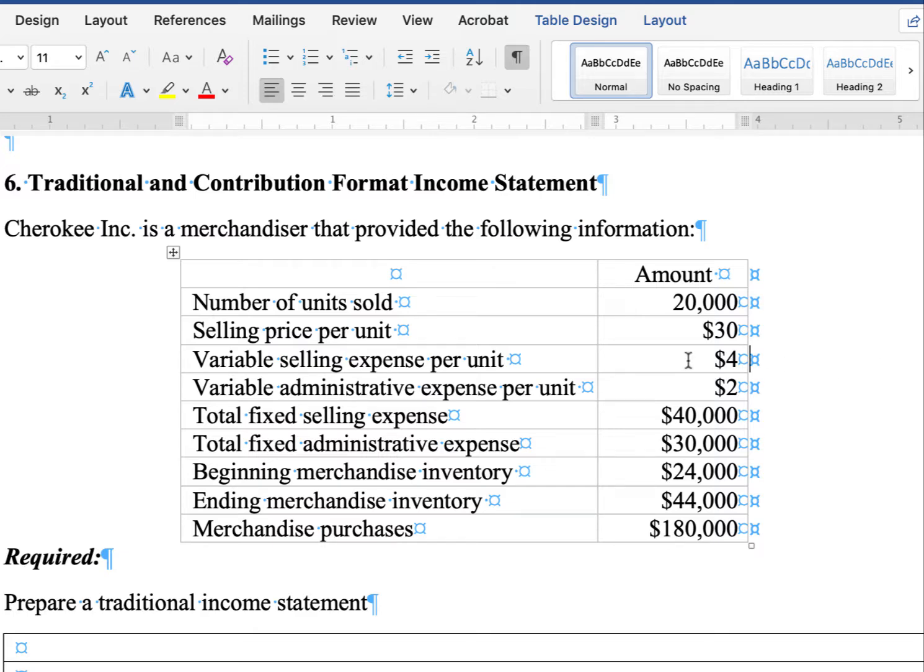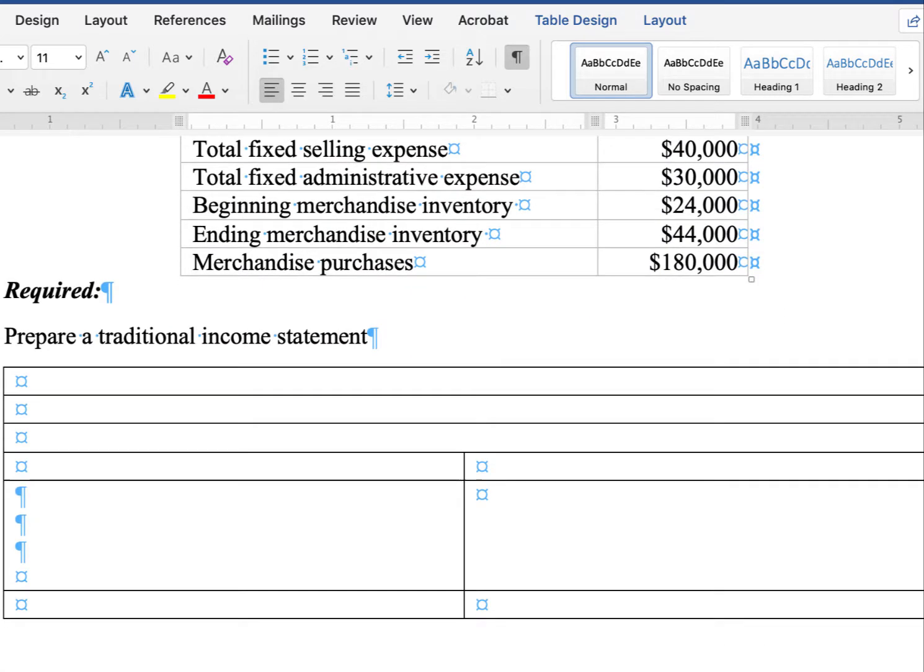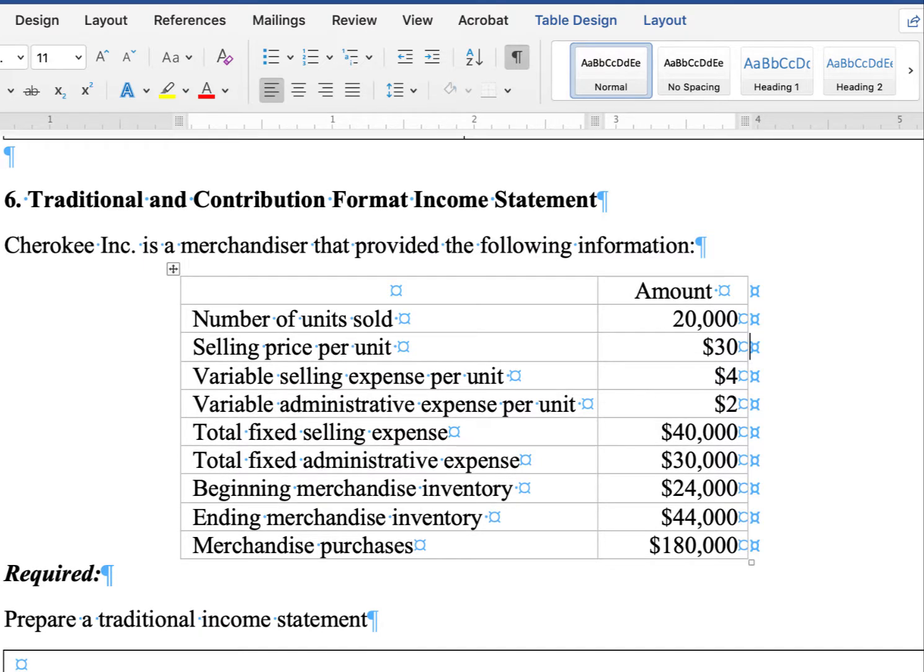Okay, so let's look at it. What we have here for number 6 is the number of units sold and the selling price per unit. They give us the variable selling and administrative expense, the total fixed selling expense, and the total fixed administrative expense. They also give us beginning merchandise inventory, ending merchandise inventory, and merchandise purchases. That will allow us to figure out what our cost of goods sold is.